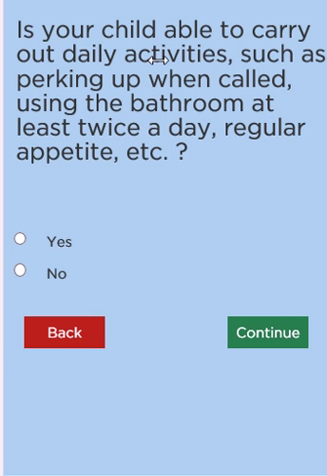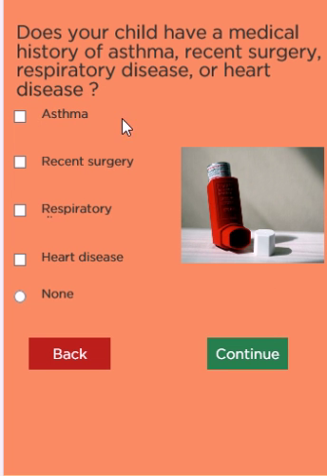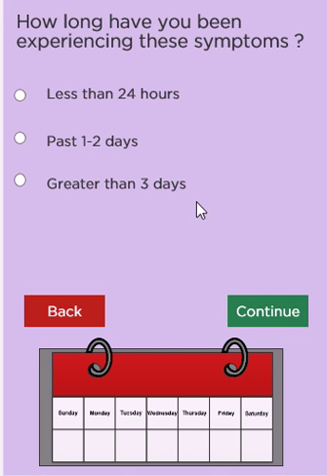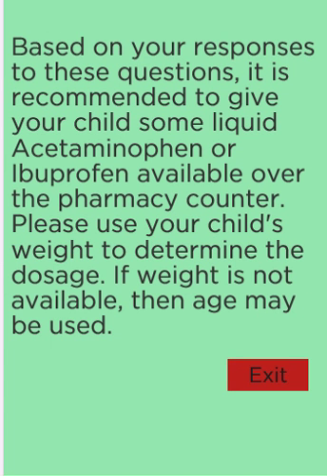So now this question says, is your child able to carry out daily activities? We'll say yes. Does your child have a medical history of asthma, recent surgery, respiratory disease, or heart disease? We'll say they have asthma. Does your child take medications, and do they help? Yes, the medications help. How long have you been experiencing these symptoms? Past 1 to 2 days. And there we have it.